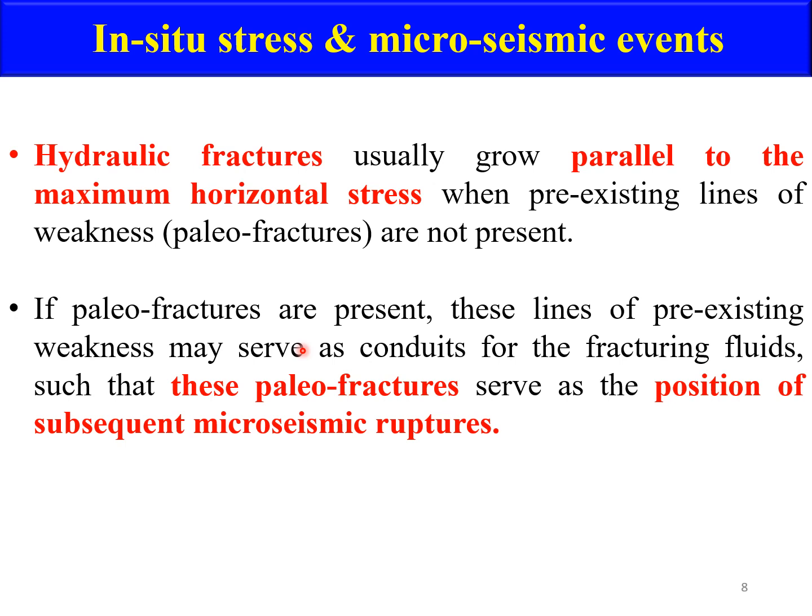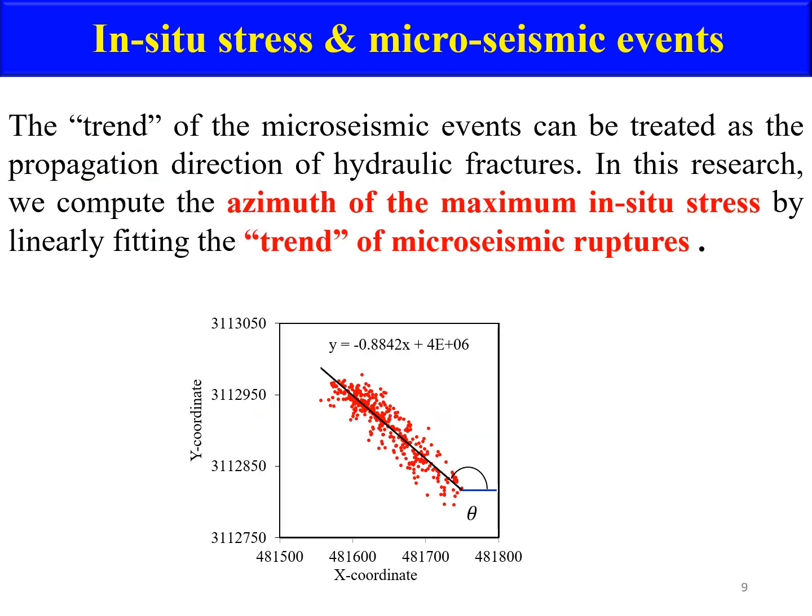In this research, the effect of paleo fractures on the hydraulic fracturing is ignored. As a result, we can use the growth of the hydraulic fractures to indicate the azimuth of maximum horizontal stress. The trend of microseismic events can be treated as the propagation direction of hydraulic fractures. In this research, we compute the azimuth of the maximum in-situ stress by linear fitting the trend of microseismic ruptures.